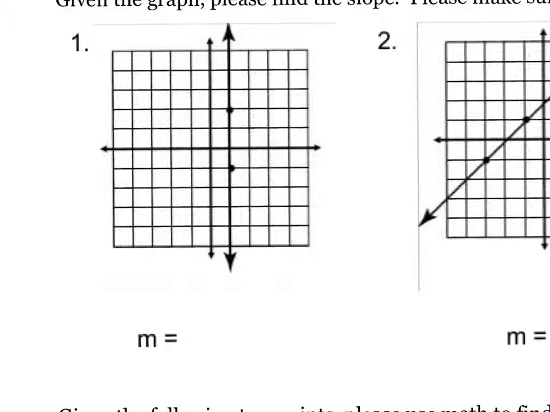Here is your graph for number 1. If you look at your points, you have a point right here and a point right there. You are going up 3, but you are going over 0. Please recall that zeros in the denominator are not allowed. They are a no-no. So if you cannot have zeros in the denominator, your slope is going to be undefined.